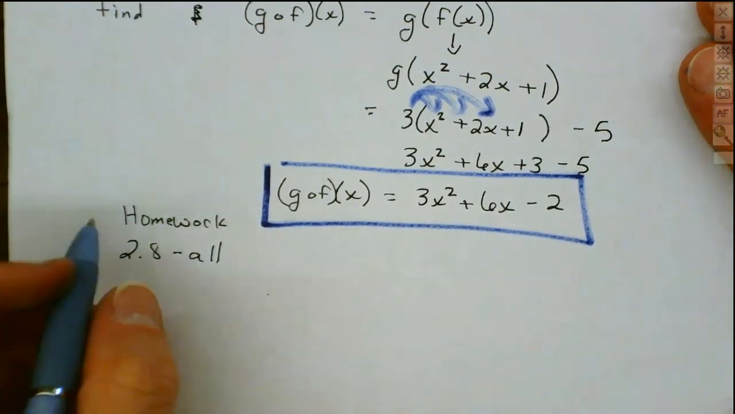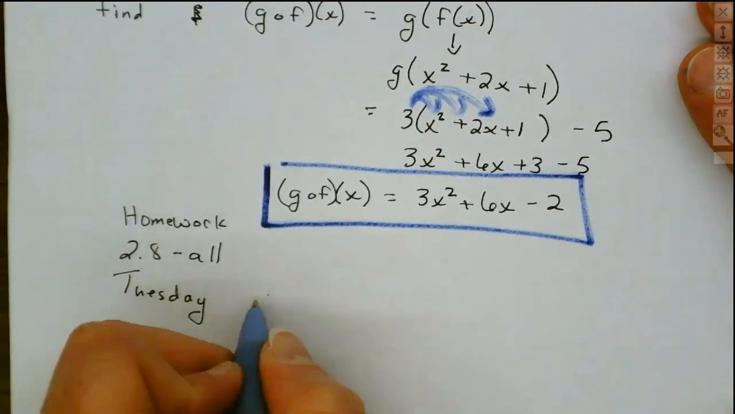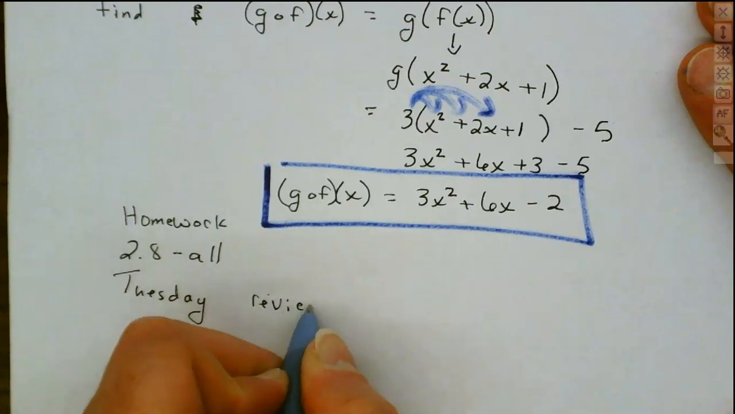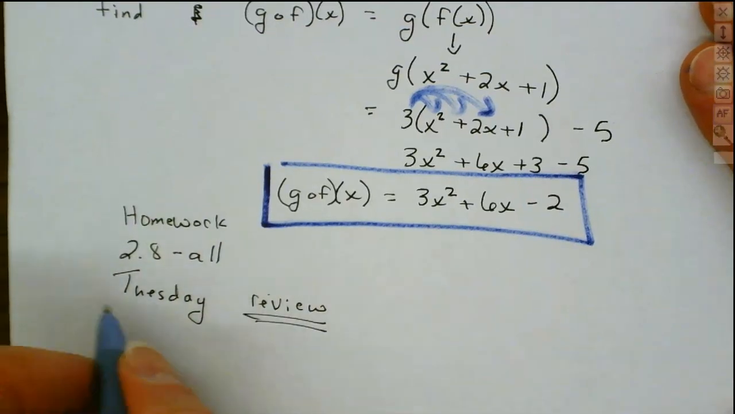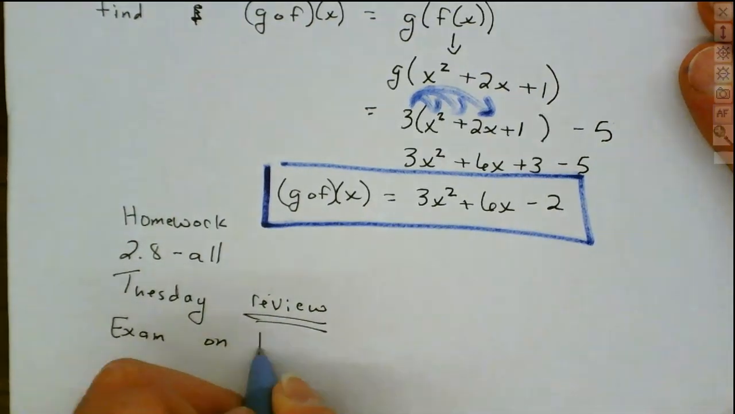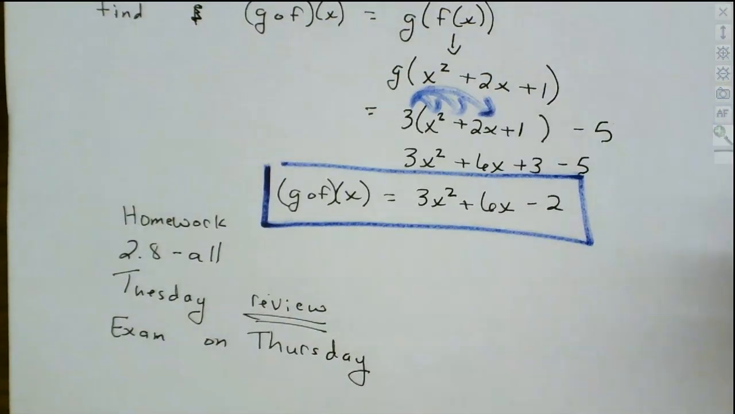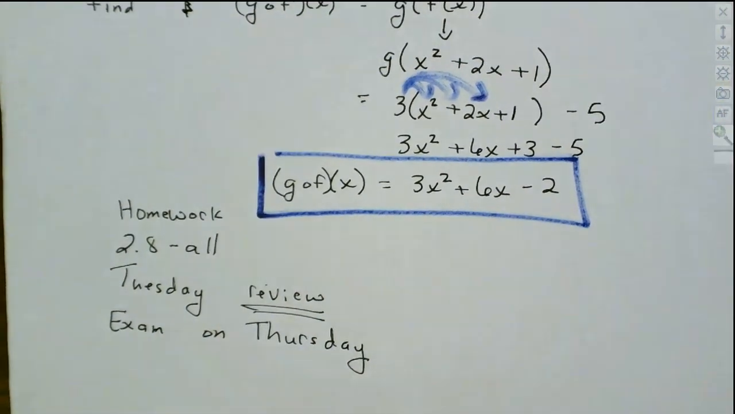Also, on Tuesday, we're going to review. So Tuesday, we're going to review for the exam on Thursday. Okay, so exam on Thursday, review on Tuesday. So Tuesday, we're going to spend the class period, we're going to break up into groups, just like we've done before, and we're going to work on that practice exam. Our exam then will be on Thursday.